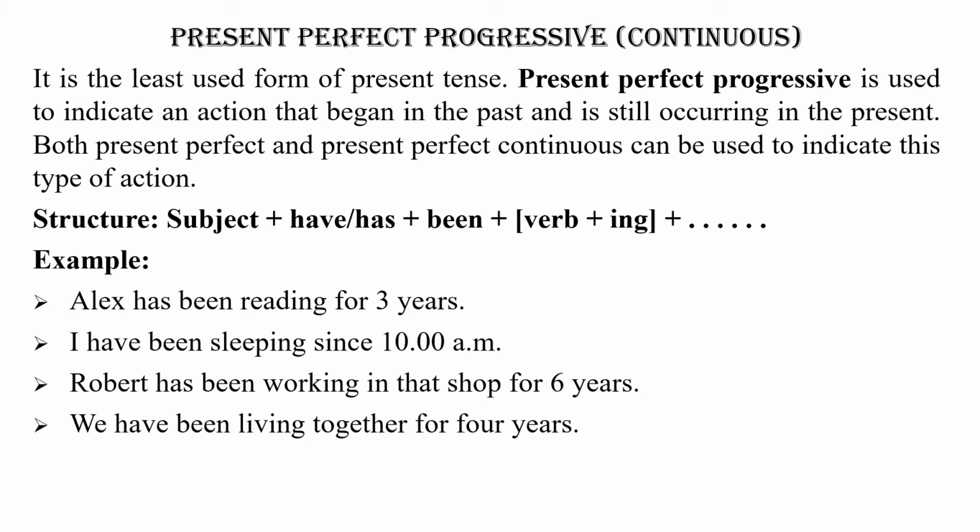For example, Alex has been reading for 3 years. Alex has been reading and is still continuing. I have been sleeping since 10 a.m. Robert has been working in that shop for 6 years. We have been living together for 4 years and are still living together.